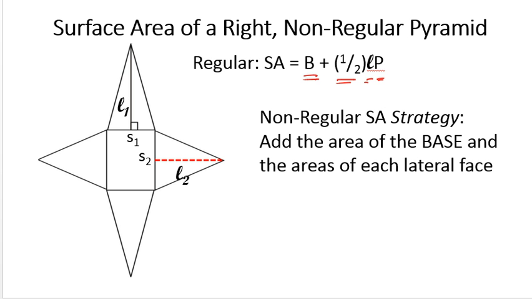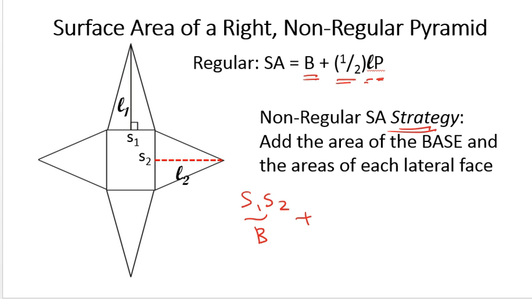So there's really no formula for the surface area of a non-regular pyramid, but I'm going to think of it as a strategy. What we're going to do is add the area of the base. For this rectangular pyramid, that would be S1 times S2, since it's rectangular, plus the area of each of the lateral faces.